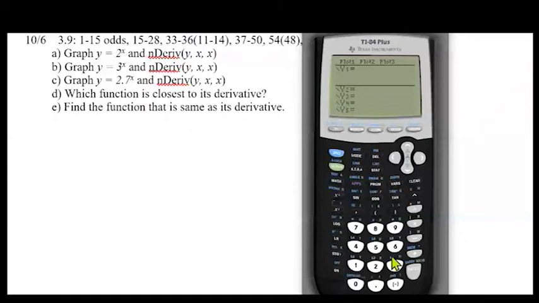2 exponent x. So far so good. Now, in case it was not clear how to do numerical derivative, let me show you one more time. Numerical derivative is Math, do it with me, and 8. You can just press 8. It's a hotkey, but I wanted to show you this means this.